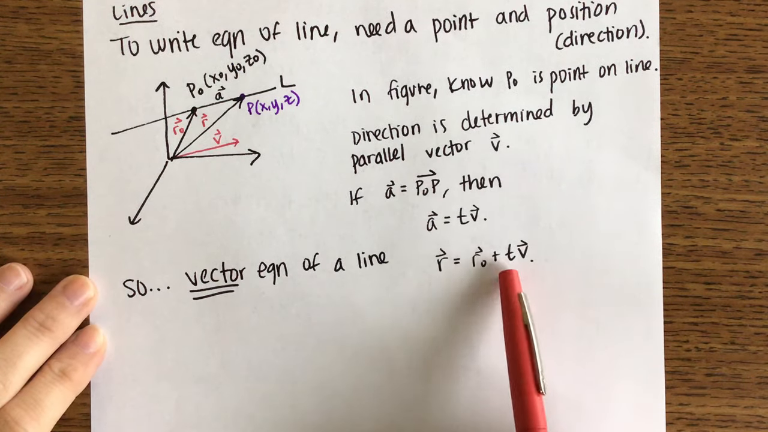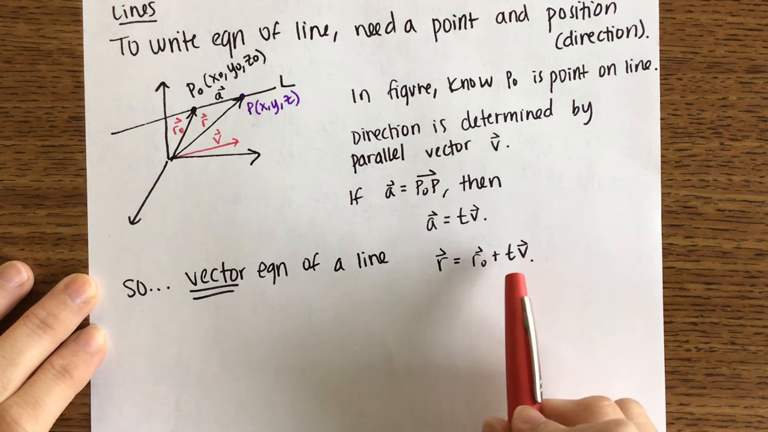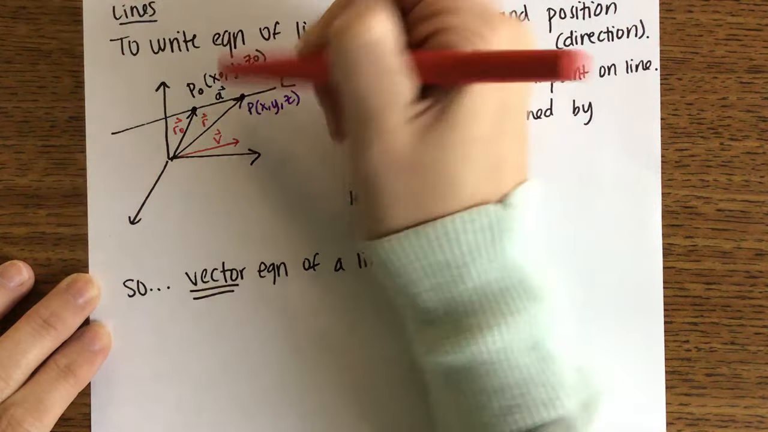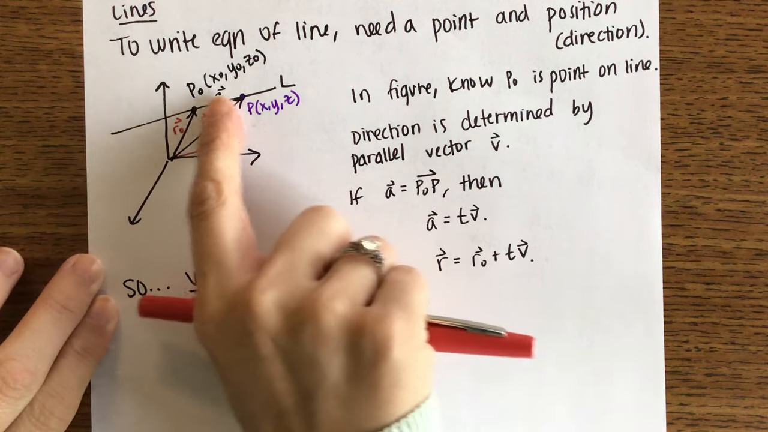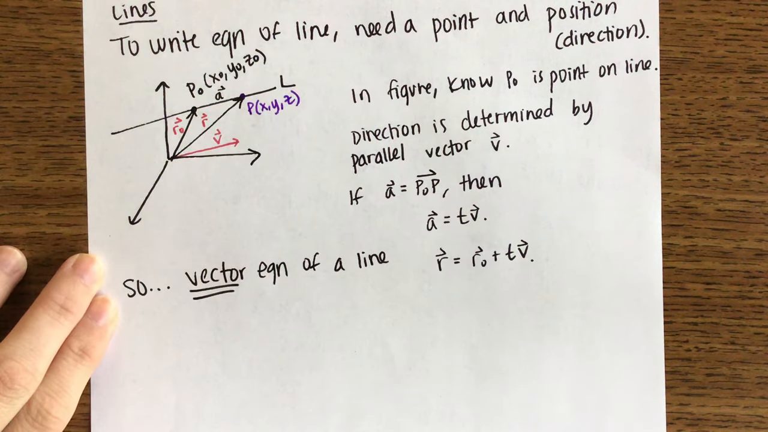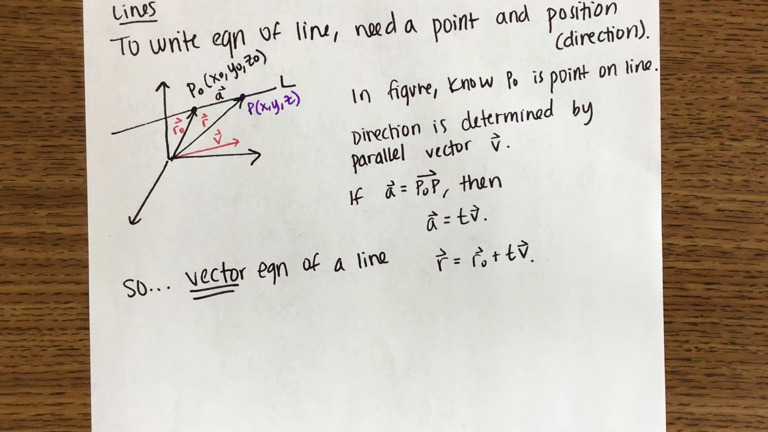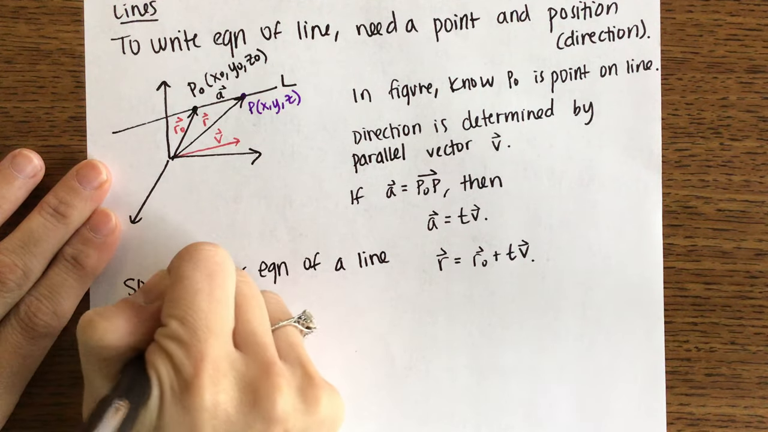So when we plug in different values of T, it's going to give us different points on the line. Plug in a value of T, and it's going to give you R, so it'll give you this vector, which will tell you a point that's on the line. If you plug in values where t is greater than 0, your point is going to be to the right of the initial point. If you plug in values of t that are negative, less than 0, you're going to get points to the left of the initial point. That makes sense?